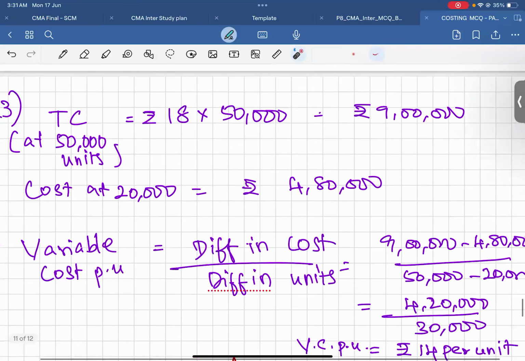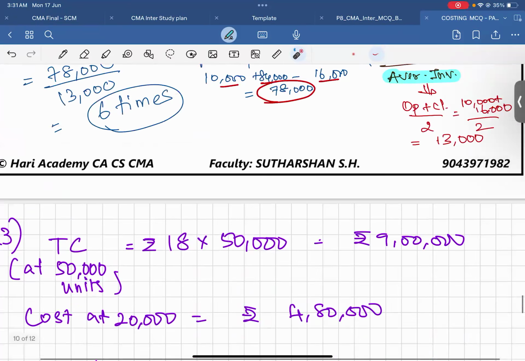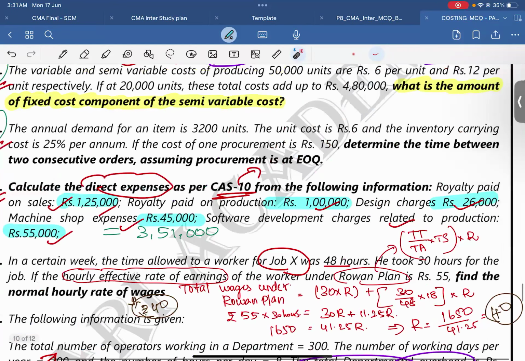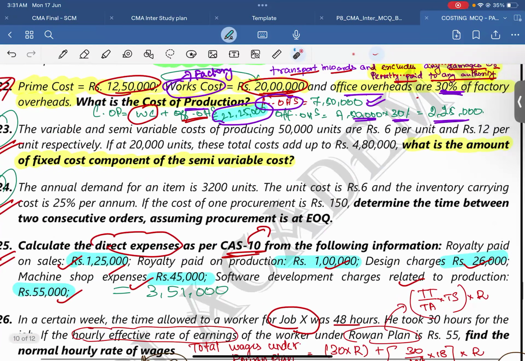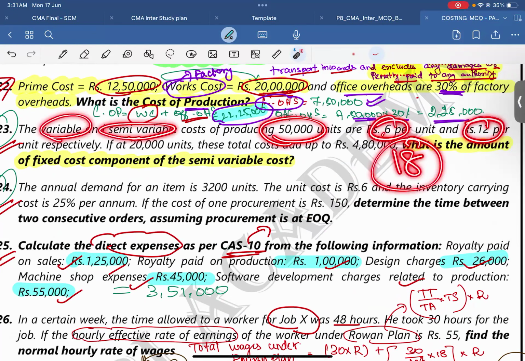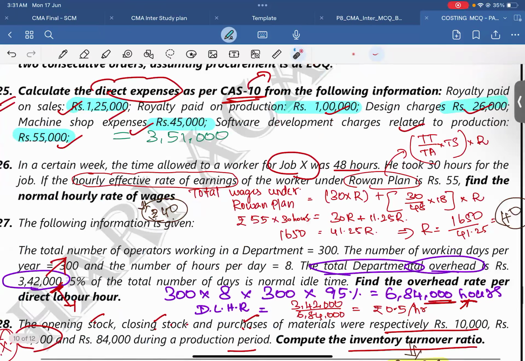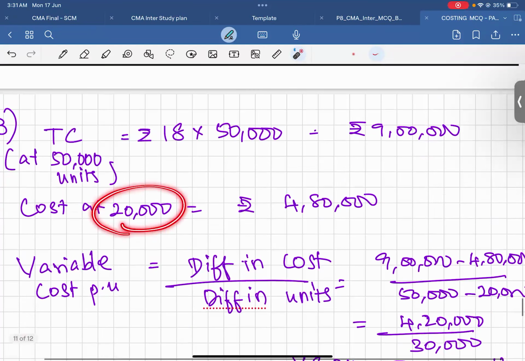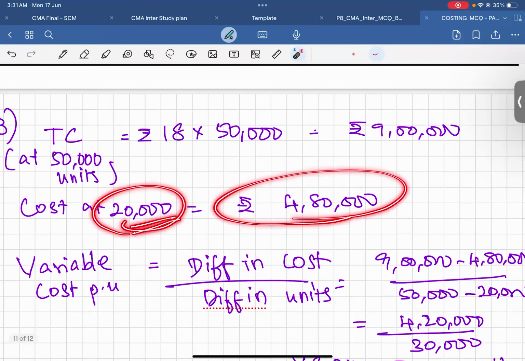First, we need to have a total cost. What is the total cost they have given? Variable plus semi-variable, 6 plus 12 is equal to 18. On 18 rupees, calculate 50,000, that is 9 lakh. At which capacity? 50,000 capacity. They are asking the cost at 20,000 capacity, they have given 4 lakh 80,000.